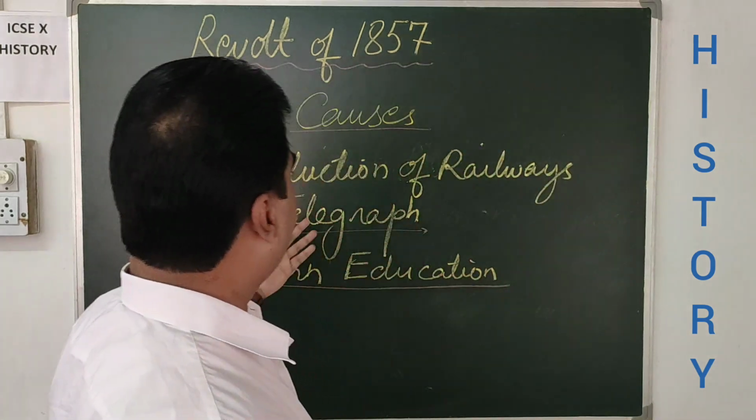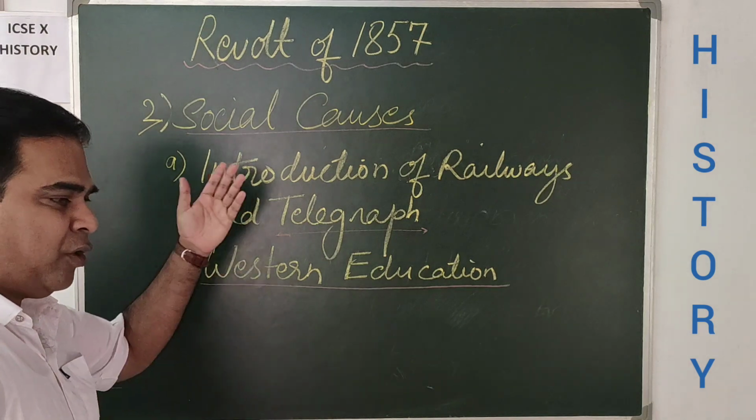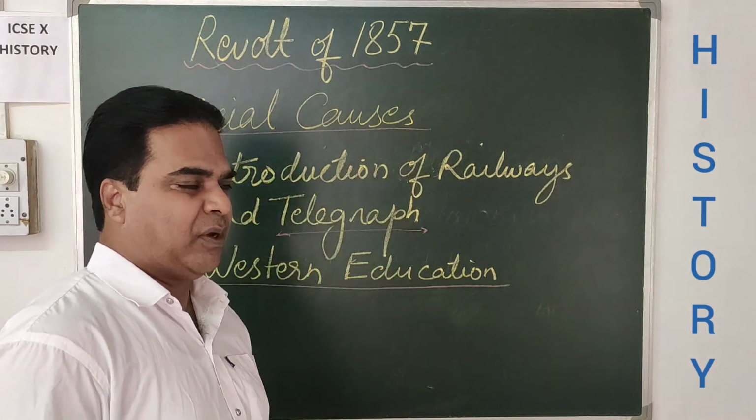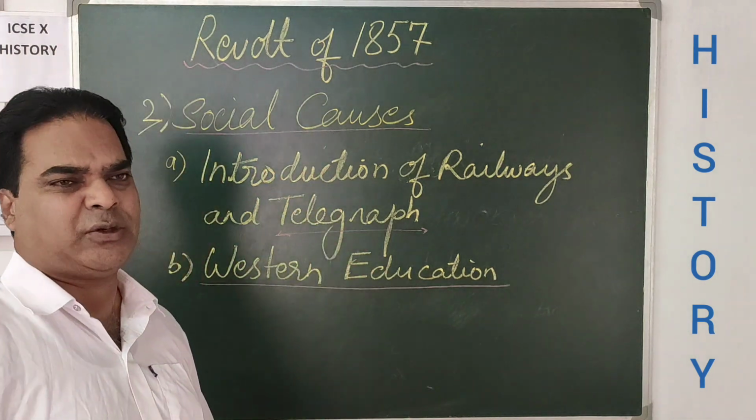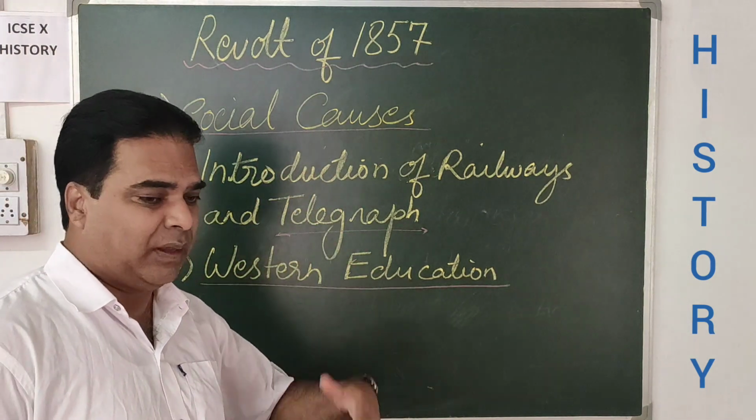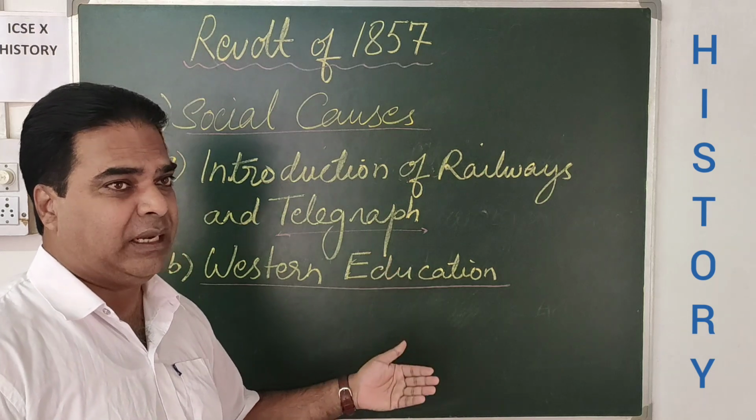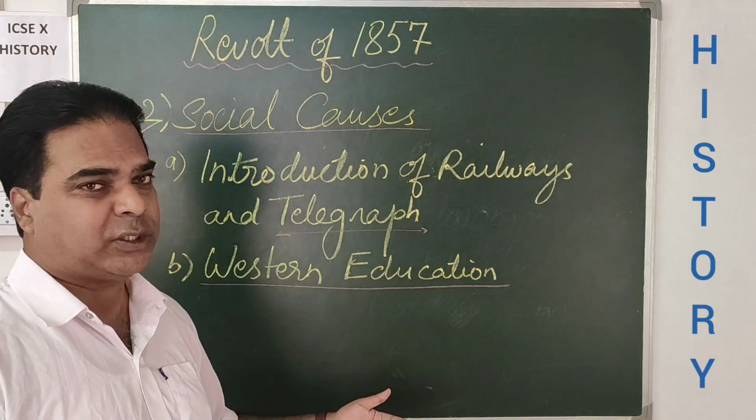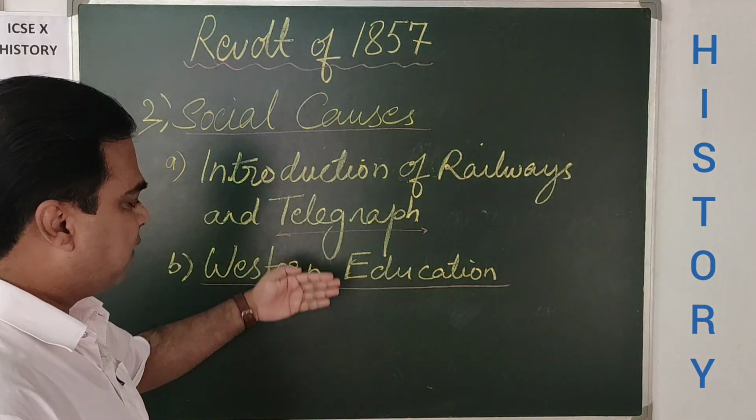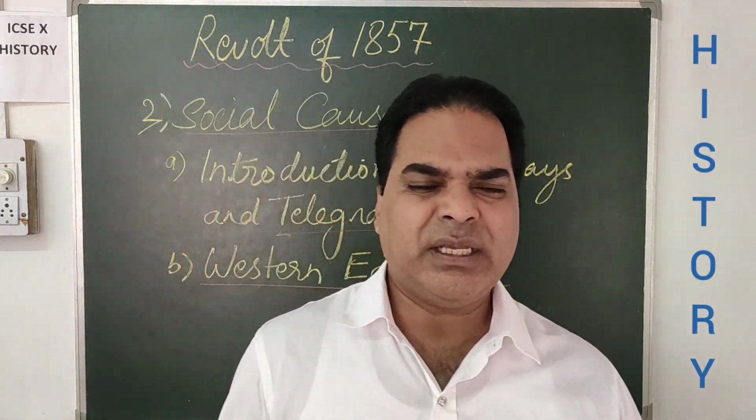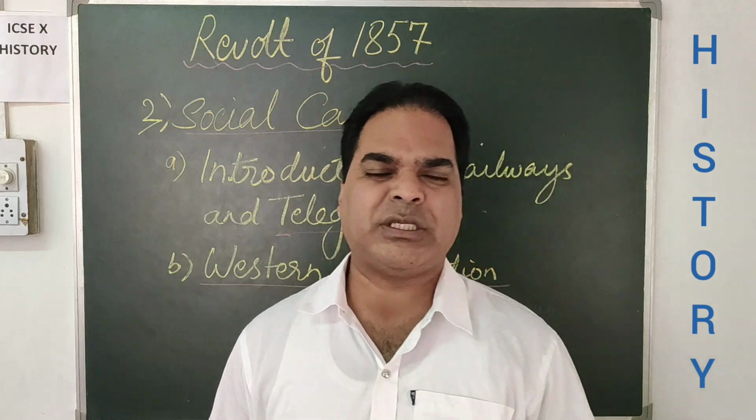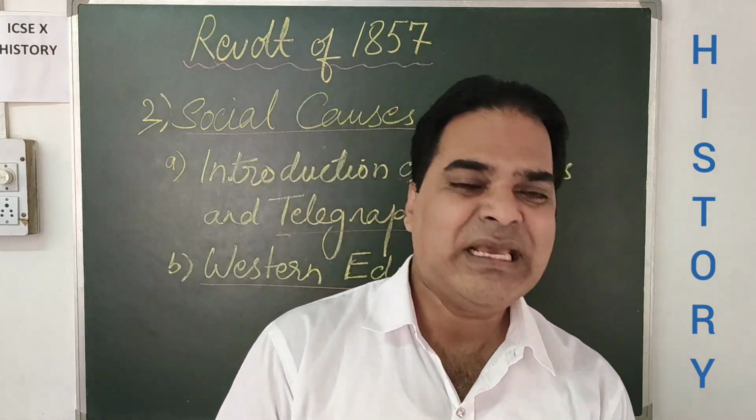So this is what about the social causes. Like Sati Pratha was banned, a Widow Remarriage Act was passed. All this also comes under the social causes, when they were not happy. They thought they were entering into their social life. The Orthodox people were not ready to accept that they were entering in the social life of the people. So this became a cause for the revolt of 1857.